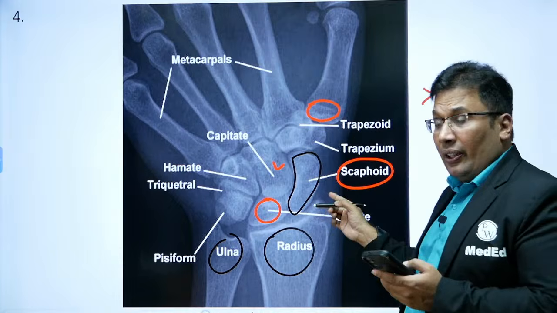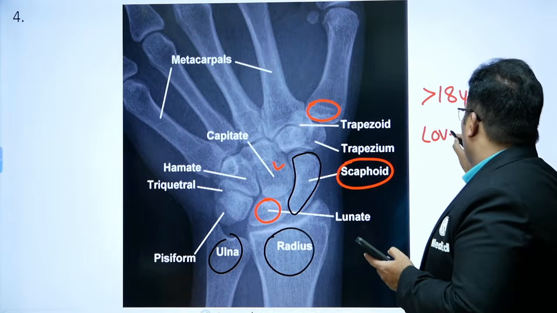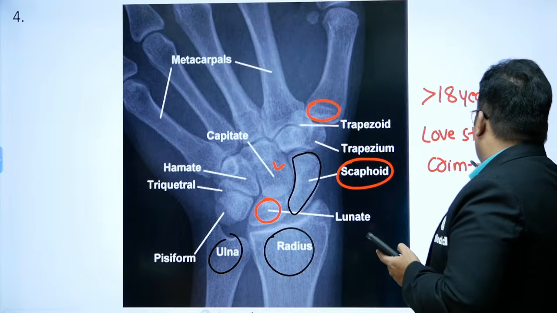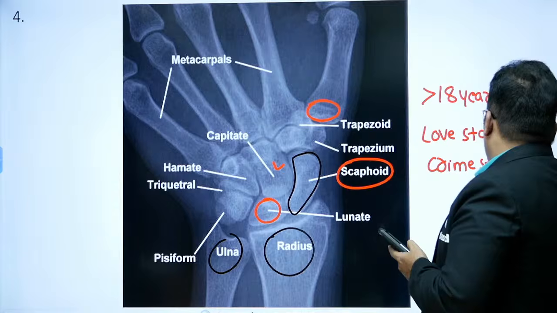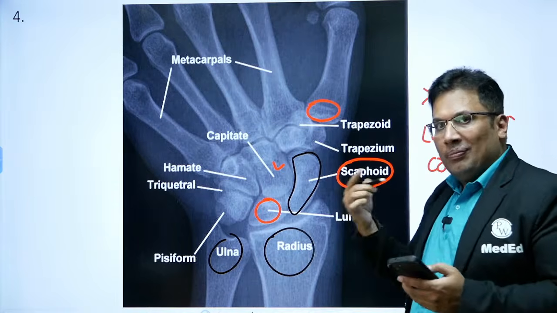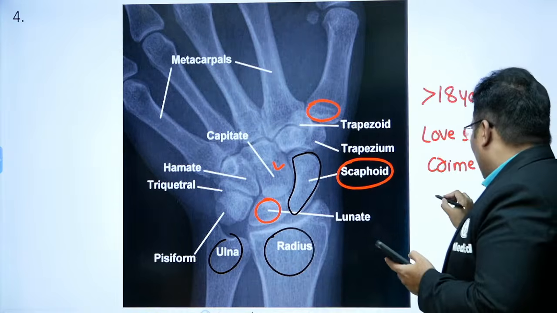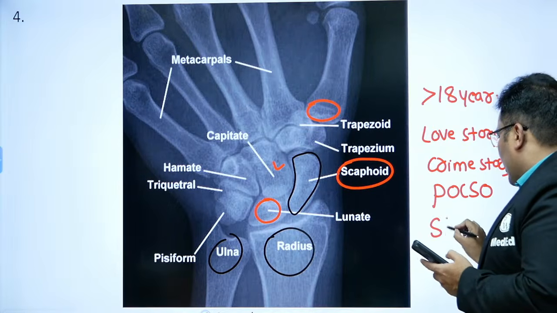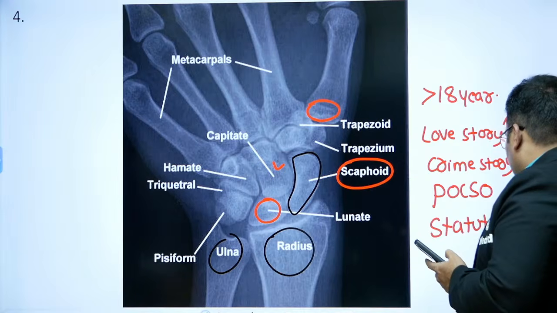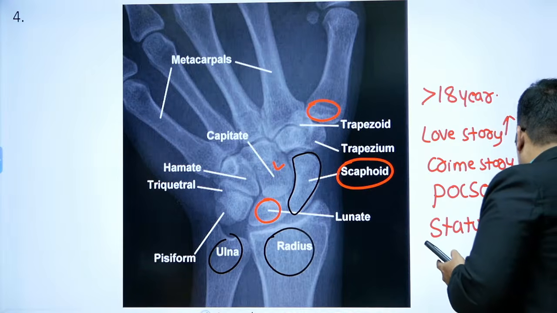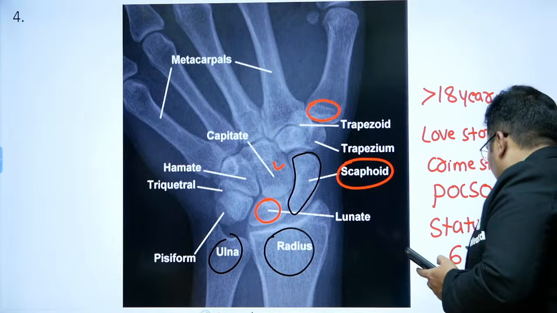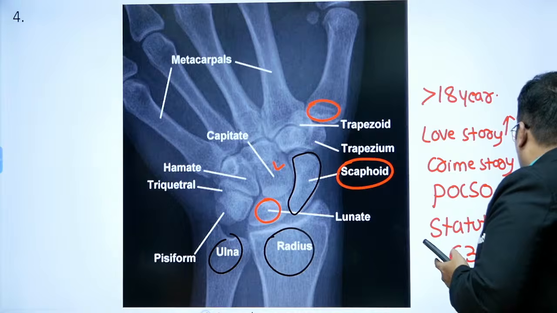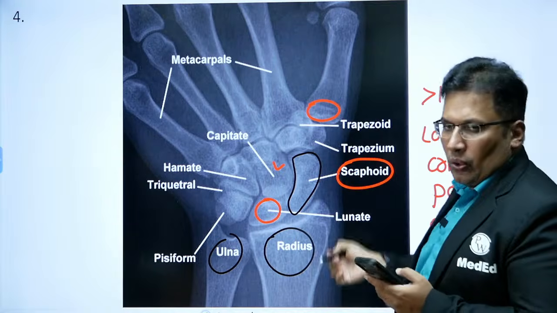Now more than 18 years, my question: is it a love story or a crime story? Love story means no problem, they can enjoy their life. Crime story means POCSO and also statutory rape. Statutory rape, 63 BNS, Section 4 of the POCSO Act. So what is the answer, guys?